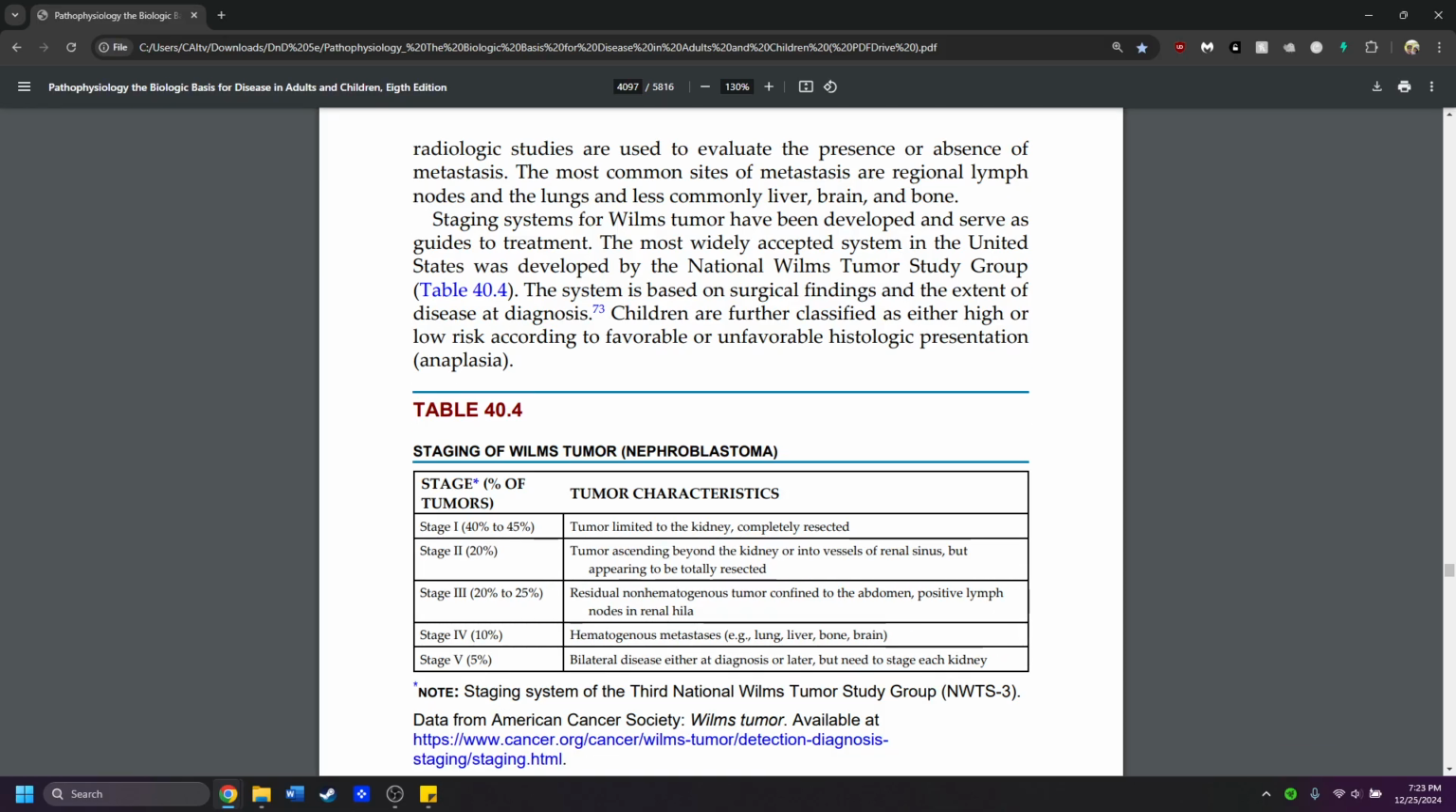Additional lab and radiologic studies are used to evaluate the presence or absence of metastasis. The most common sites of metastasis are regional lymph nodes and the lungs, and less commonly liver, brain, and bone. Staging systems for Wilms tumors have been developed and serve as guides for treatment. The most widely accepted system in the US was developed by the National Wilms Tumor Study Group. The system is based on surgical findings and the extent of disease at diagnosis. Children are further classified as either high or low risk according to favorable or unfavorable histologic presentation, the anaplasia.